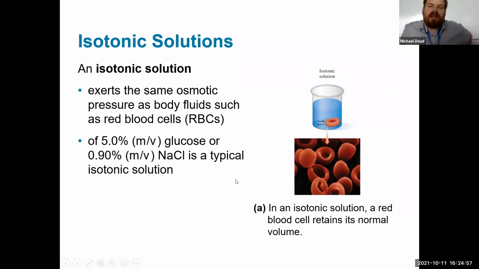Okay, so now finally, we're going to talk about blood cells in terms of this. An isotonic solution has the same osmotic pressure as body fluids, like in your blood. So when you have your blood cells in an isotonic solution, the red blood cell has its normal shape and its normal volume. So that's good.